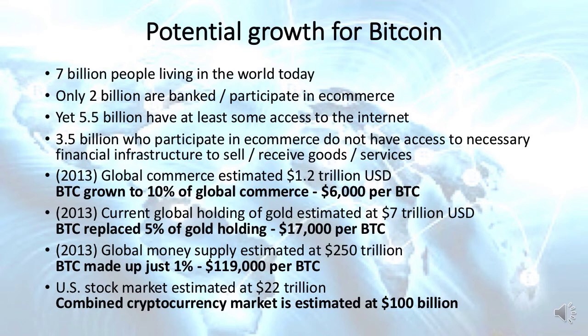The global money supply was estimated at $250 trillion. If BTC made up just 1% of that, it could be worth $119,000 per BTC. The US stock market alone was estimated at $22 trillion, whilst the combined cryptocurrency market is presently only estimated at $100 billion.